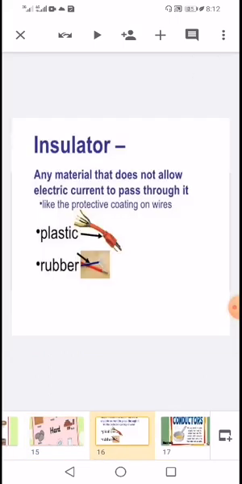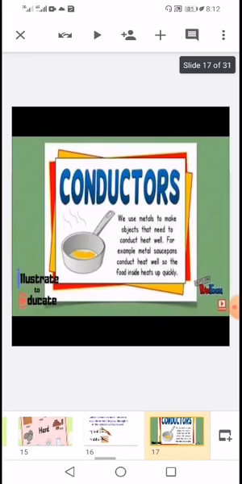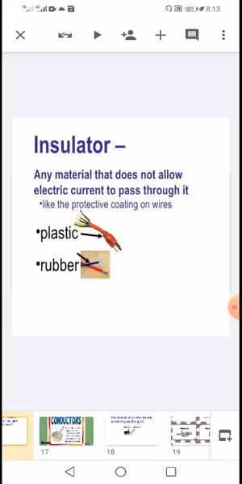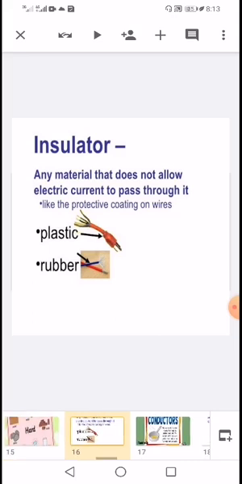Next property of materials is insulators and conductors. First come to the insulators. Insulators are those materials which do not allow electric current to pass through them. For example, wires have a plastic coating on top, because of which the electric current is not allowed through. So that's why this plastic is the insulator. The materials which do not allow the electric current are called insulators. Examples are rubber and plastic.